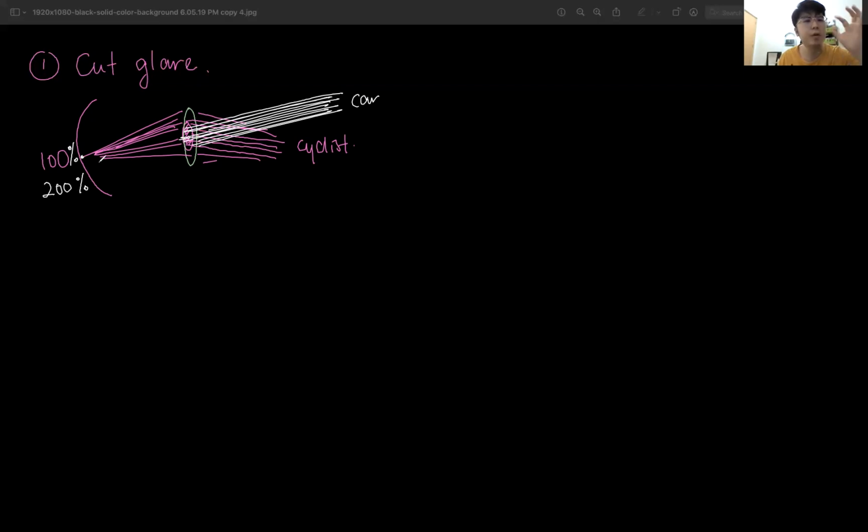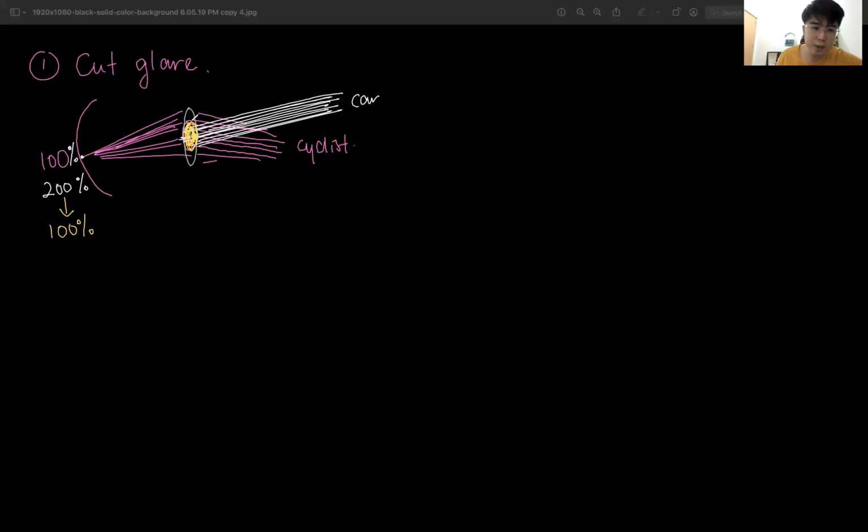So what happens is that it communicates with the pupil, and the pupil will start to decrease in size. So the pupil becomes smaller, like this, so that the total drops again to 100%.